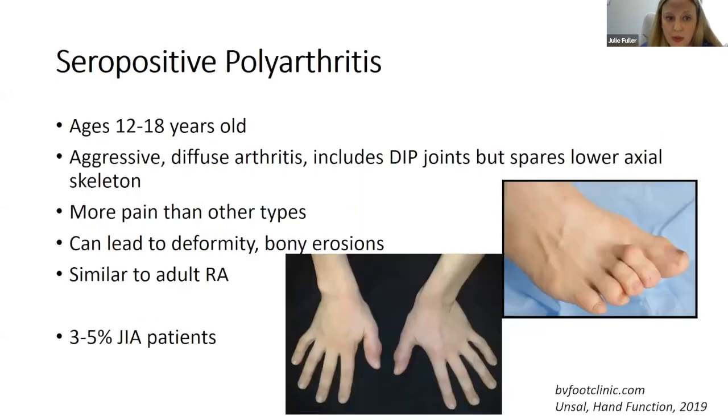So as I alluded to, these patients tend to be a bit older, usually more in the 15 to 18 year range. And this is an aggressive diffuse arthritis that does include the DIP joints, but tends to spare the lower axial skeleton. They can really have pretty much anywhere else involved, including their C-spine and jaws we had discussed with some of the other cases. And this type of arthritis causes more pain than the other types.